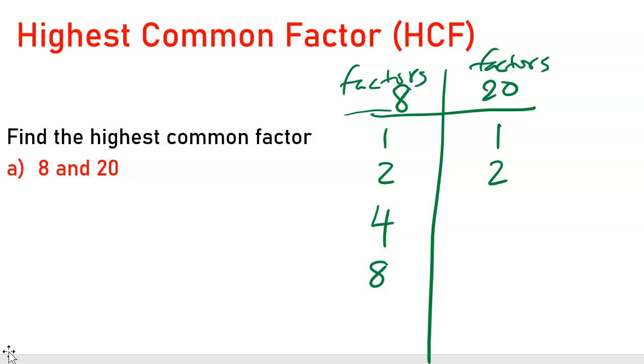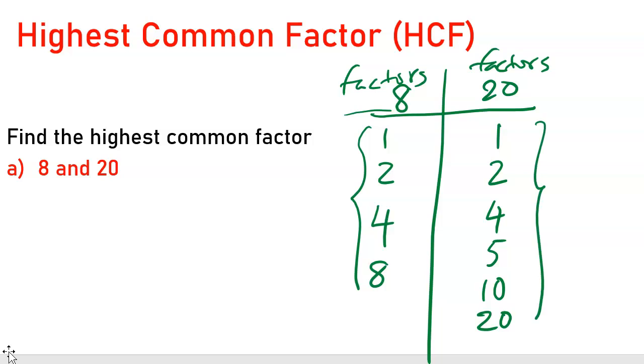2 is also a factor of 20. 3 is not, but 4 is divisible into 20. 5 is divisible into 20 also. The next number, 6, is not divisible because there will be a remainder. And then 7, no. 8, no. 9, no. 10 is divisible into 20, and 20 itself.